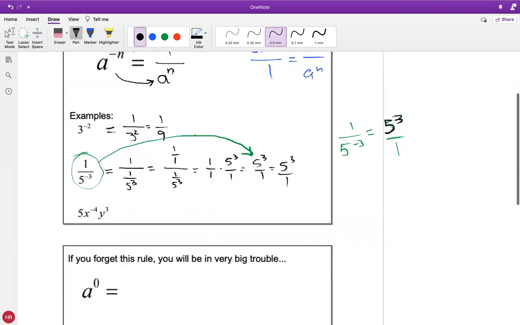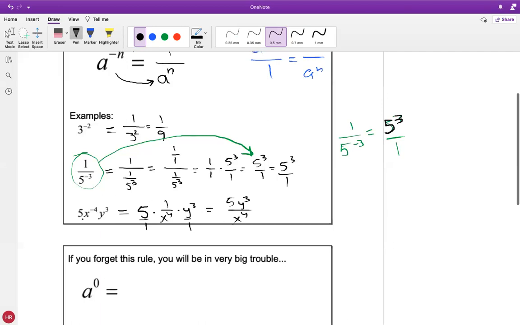So I'm going to do this one and we're going to go back to that previous one. Here I've got x to the negative 4, which should be 1 over x to the 4th. And then y to the third is just y to the third. And I can rewrite this as 5y cubed over x to the 4th. This is 5 over 1, and that's y cubed over 1. So these things are on top. 5 times 1 times y cubed is on top. 1 times x to the 4th times 1 is on the bottom.